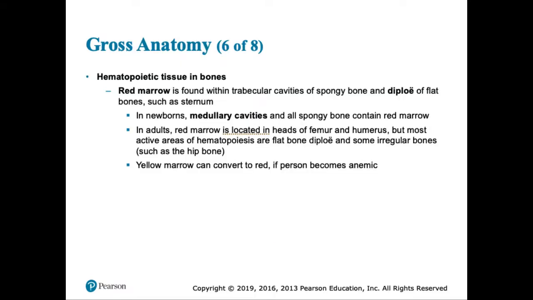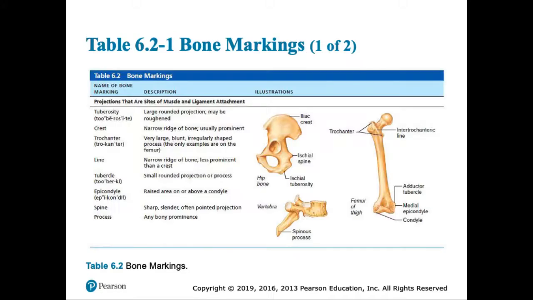Hematopoietic tissue in bones: we can think of red bone marrow, which is found in the trabecular cavities of spongy bone and the diploe of flat bone, such as the sternum. In newborns, the medullary cavities and all the spongy bone contain red marrow. In adults, the red marrow is located in the heads of the femur and the humerus, but the most active areas of hematopoiesis are flat bone, diploe, and some irregular bones, such as the hip bone. Yellow marrow can convert to red if a person becomes anemic. So that's a protective mechanism there.